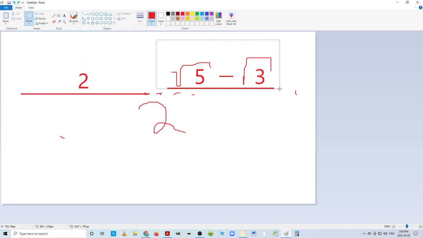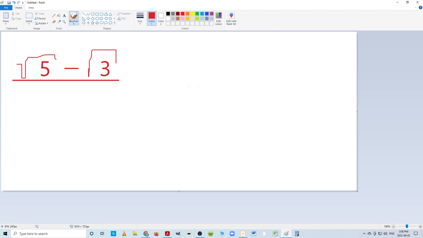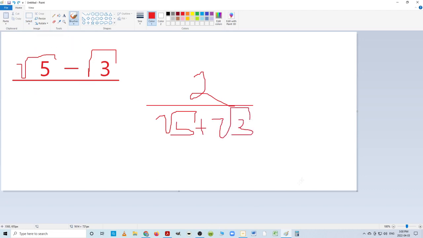It just ends up being this. And if you want to check that out, you can always take 2, divide it by this. Remember that we had it like plus before. It's not always going to become smooth like this. And we can't do anything more than that because you can't subtract square roots that are different numbers.